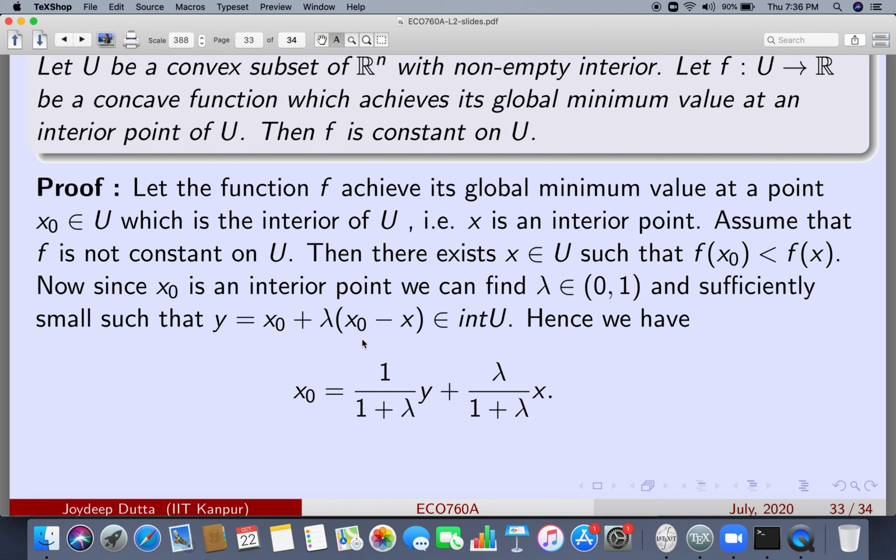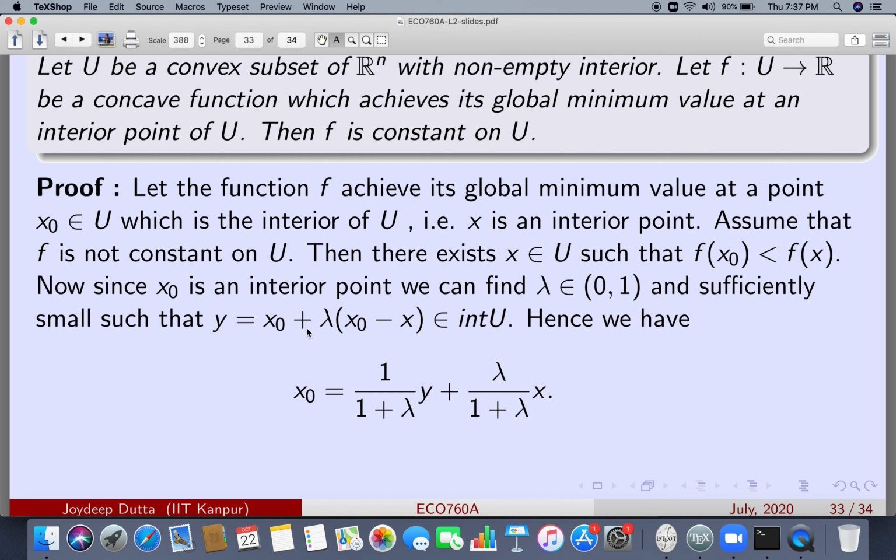Then this y, x0 plus lambda times (x0 minus x), is actually an element of int U, meaning the interior of U. We can show that it will lie in the interior of U, that is, within the collection of all interior points of U. It doesn't matter, by the very definition it means y should be in U, that's it. Interior point means the whole ball should lie within U. So you can find lambda sufficiently small, very near 0. So obviously I can choose lambda between 0 and 1.